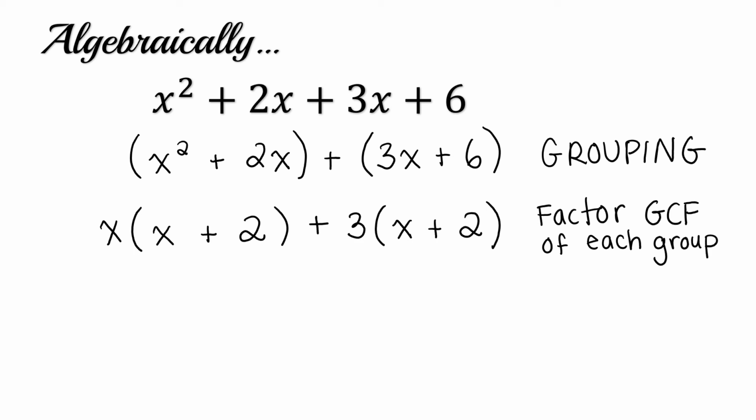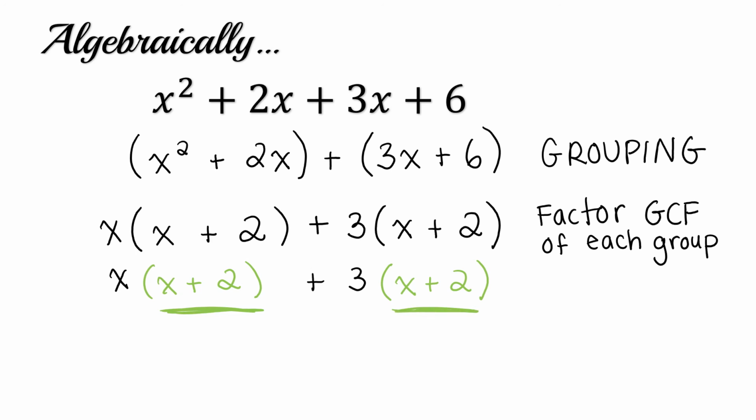Once you've done this, you'll notice that each of these terms that we've created has a common factor. This is x times the quantity x plus 2 plus 3 also times the quantity of x plus 2. So now we have a greatest common factor that's actually a binomial. So we can factor this quantity of x plus 2 from each of these terms.